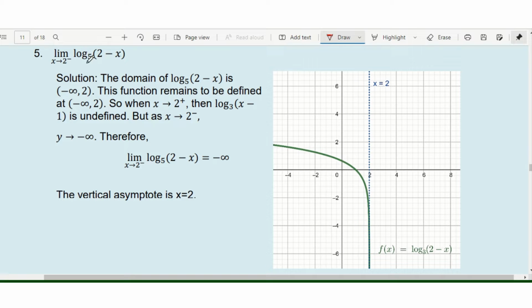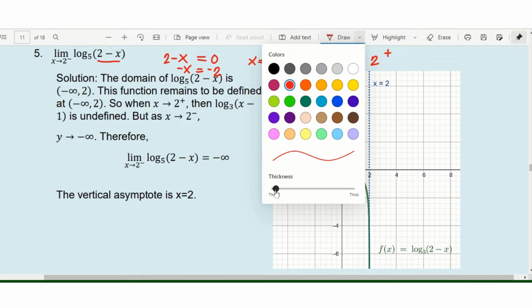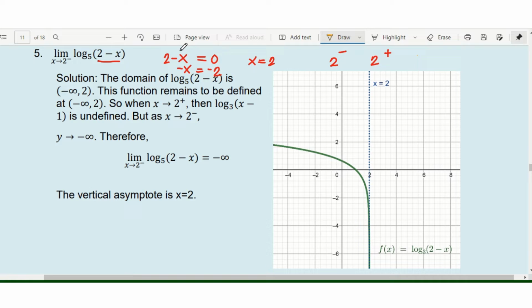Fifth example, okay, 2 minus x. If you get 2 minus x and equate it to 0, so negative x is equal to negative 2. When x is equal to 2, then 2 minus x becomes 0. If you're going to get the values of 2, okay, observe left of 2 and right of 2. On the left of 2, as you can see here, this one is negative x.